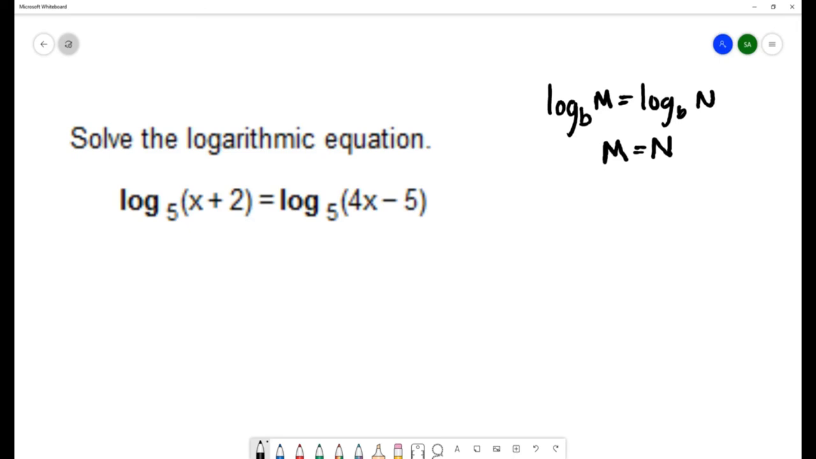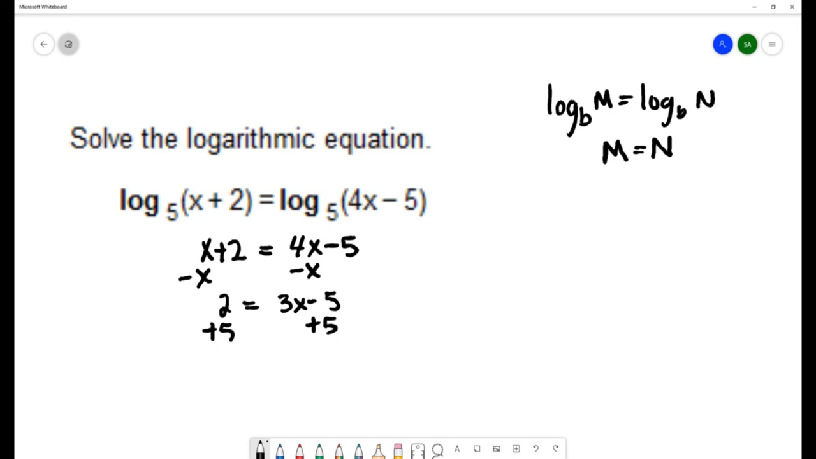We have log base 5 on both sides. So what's inside the log on the left, x plus 2, will equal what's inside the log on the right, 4x minus 5. And we're going to solve the equation that's left. I'm going to get all the x's together, so I'm subtracting x on both sides. And that gives 2 equals 3x minus 5. I'm going to add 5 to both sides, and that gives 3x equals 7. And I'll divide both sides by 3. I get a solution of x equals 7 over 3.